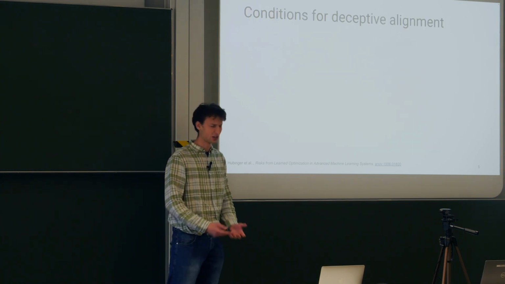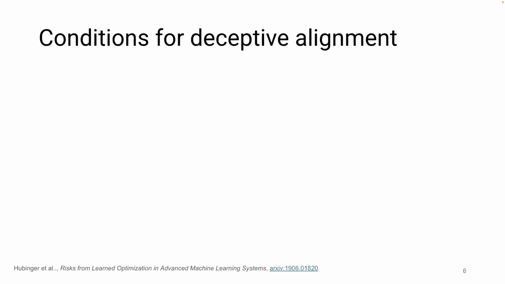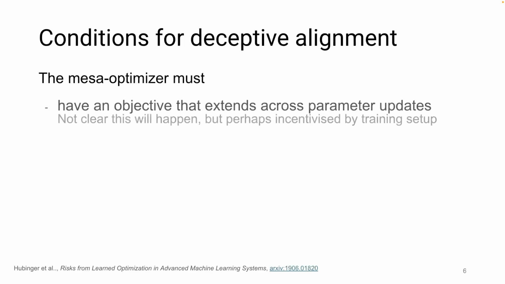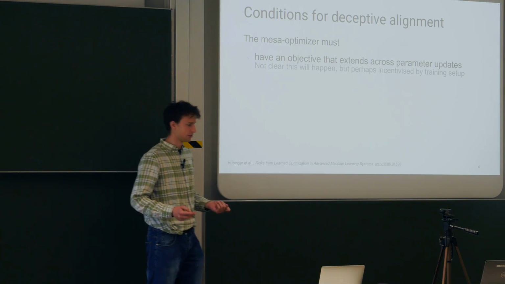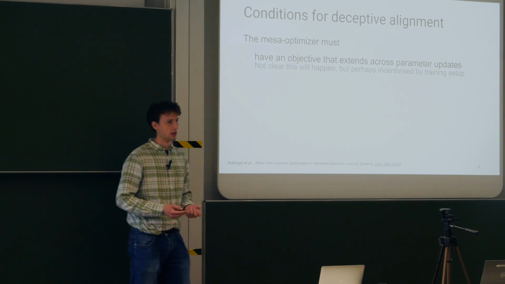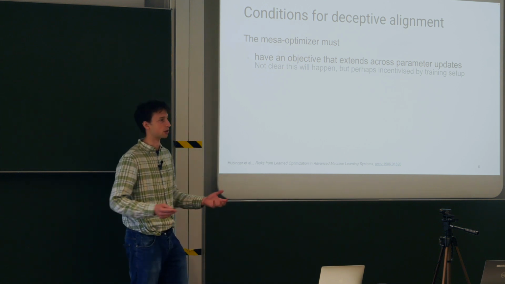So is this actually likely, or should we expect this in a machine learning system? Let's look at what conditions were necessary for this to happen. The Mesa optimizer must have an objective that extends across parameter updates. I'm thinking of parameter updates as being like an episode of RL training, but this could be slightly more general. I'll come back to that in a moment. It's maybe not clear that this will happen, but perhaps it's incentivized by reinforcement learning on tasks which have multiple episodes where there's some longer-term goal to get.